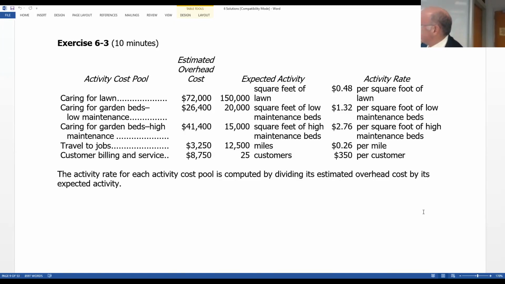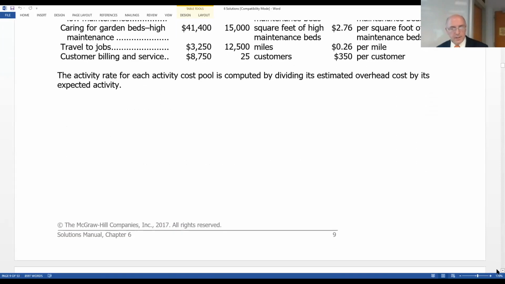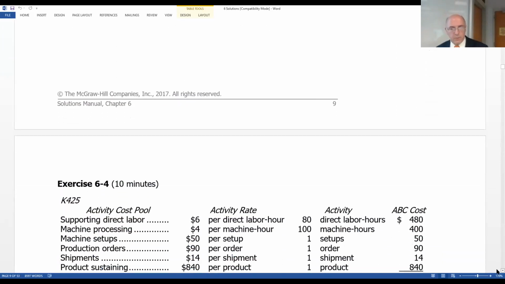Okay. Customer billing and service, 8,750 divided by 25 customers, $350 per customer. So okay, that's it for that. Is that all there is, or is there more? These are pretty easy, actually. It's just they give you a bunch of numbers. You just have to figure out what to do with them.